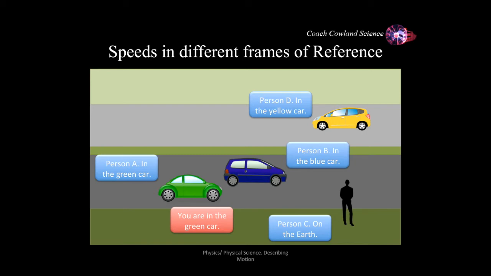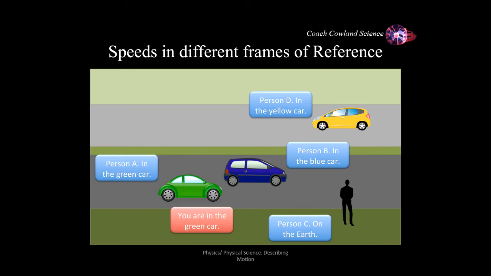Now for person C, who's the person standing at the side of the road here, they will see you going past at quite a speed, and you'll be going past them at a very fast speed as well. So if what your odometer reads is 65 miles an hour, that's your speed relative to the Earth, and that's the speed that they're going to be traveling towards you, and you're going to be traveling towards them.